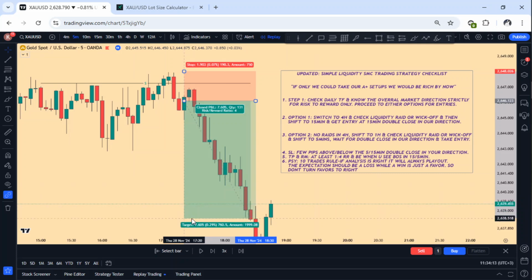Anything above 1 to 4 is very good, because we are looking to take 10 trades and execute them perfectly and hope that we get at least a 30% win rate, which this strategy has, very much more than that.